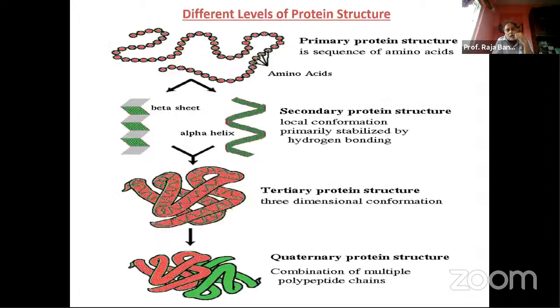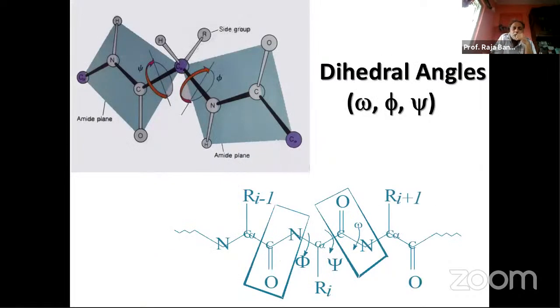Already I have shown you that protein has a structural hierarchy: the linear sequence or the primary structure, the secondary structure, which is local formation, the tertiary structure, which is the three-dimensional conformation, and the quaternary structure, which is basically a combination of multiple tertiary structures. So how do we have to do this?